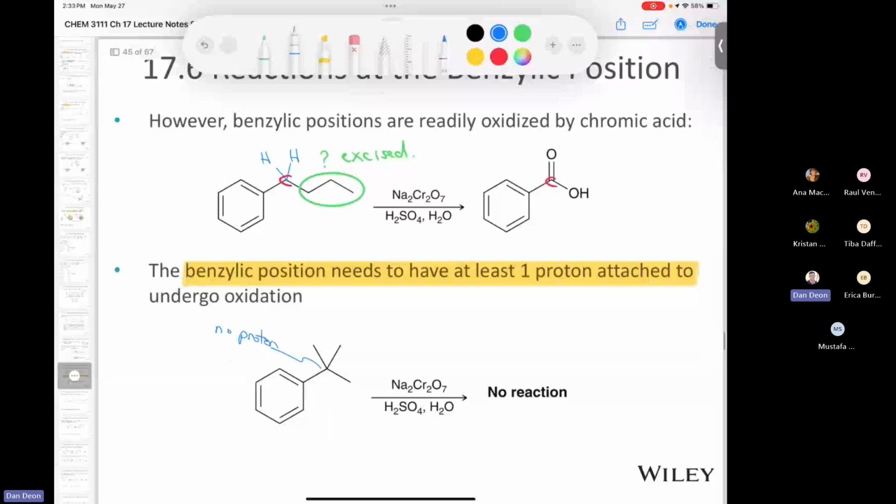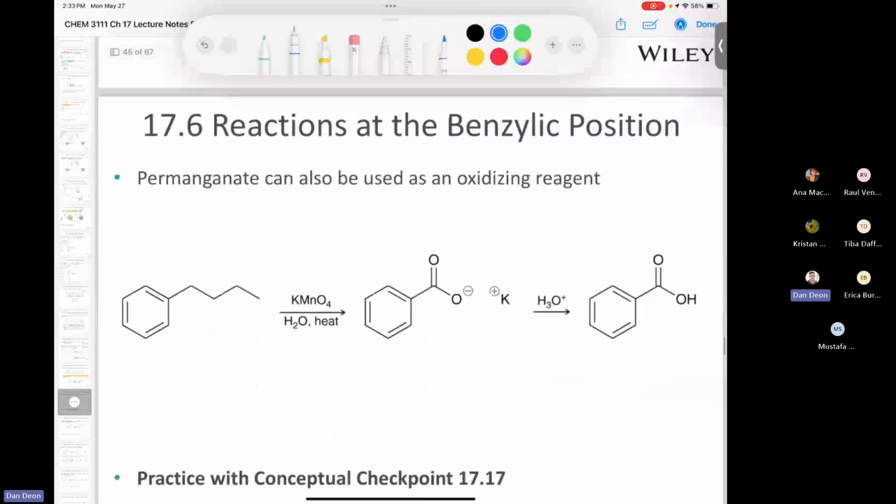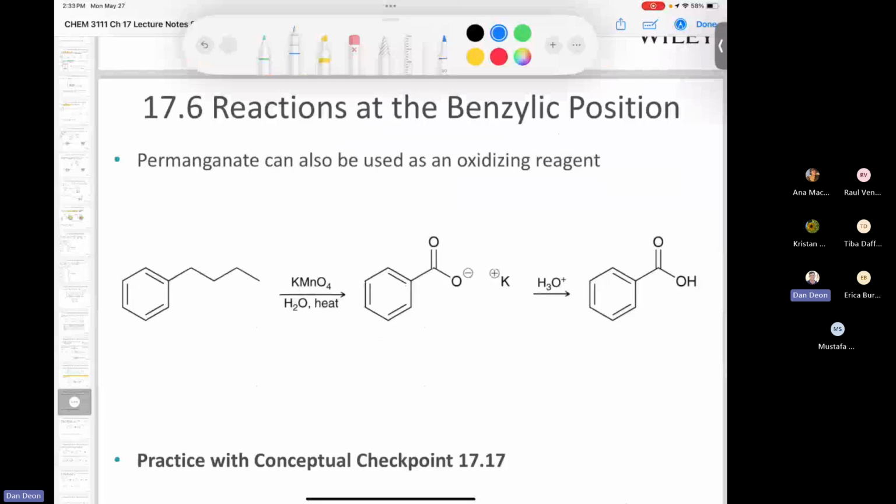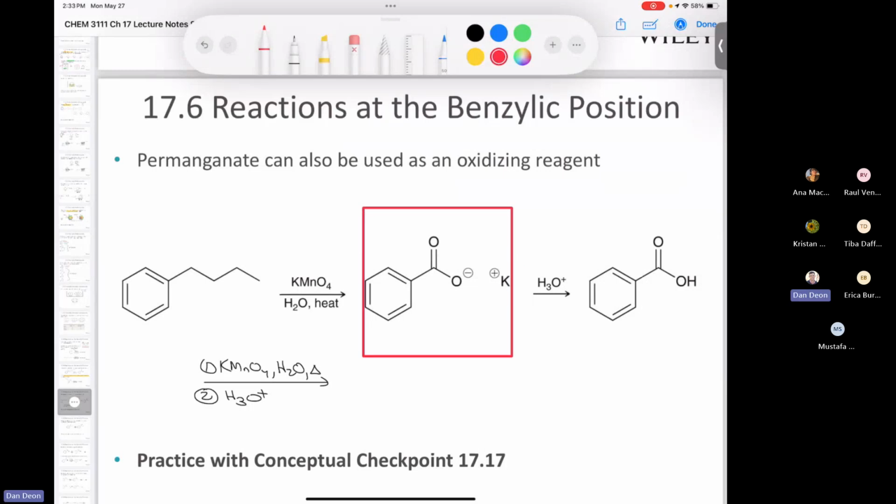So besides using chromic acid, we can also use permanganate. Now, if you use permanganate, it's a two-step process. The first step is using potassium permanganate, water, and heat. And the second step is using aqueous acid. And the reason why you have to do that is because you form this salt. This compound would be called potassium benzoate, because you end up with the benzoate salt, and then you have to protonate that with acid to produce the conjugate acid. All right, so there you go.